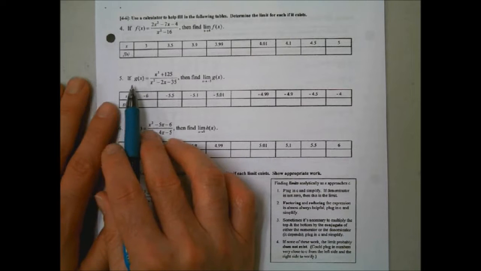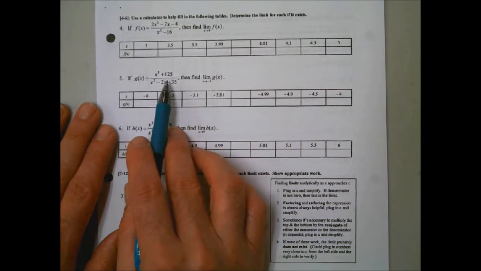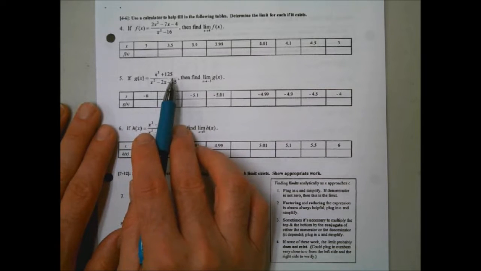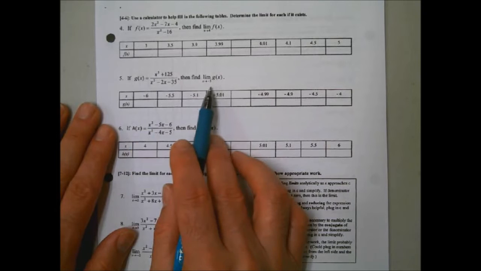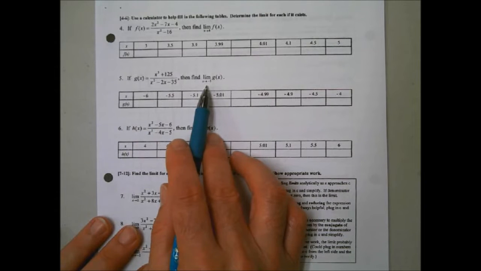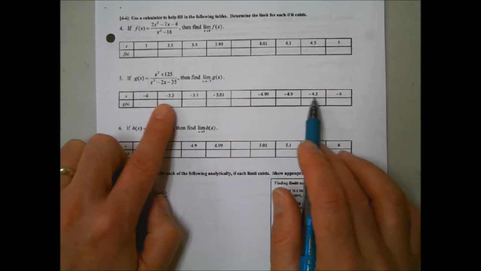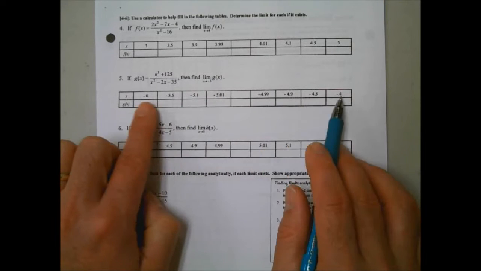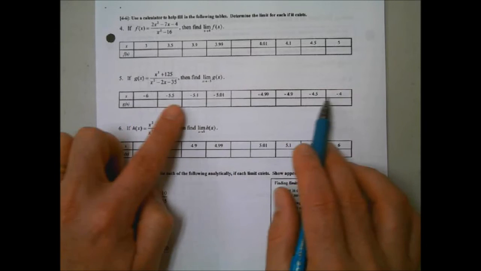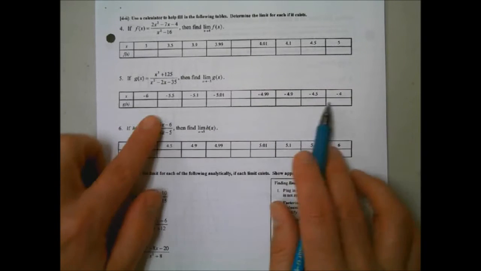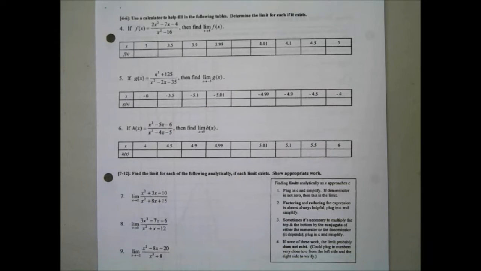Okay, so for example, let's take a look at number 5 here. If this is our function, g of x equals (x cubed plus 125) over (x squared minus 2x minus 35), then we're trying to find the limit as x approaches -5. So we're getting closer and closer to -5 from the left and the right-hand side. We're going to plug in these values for x and evaluate them. Scientific calculators needed.